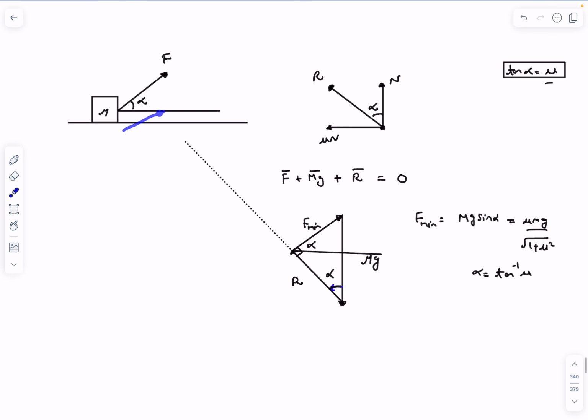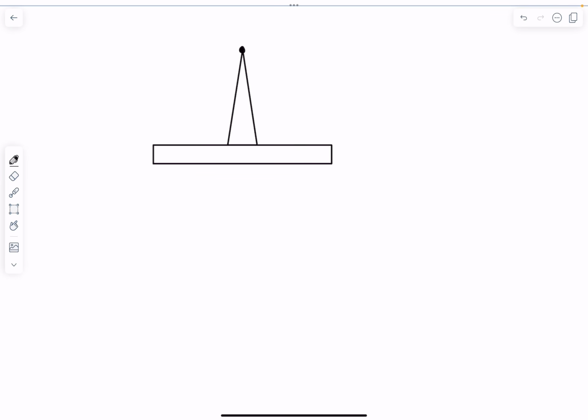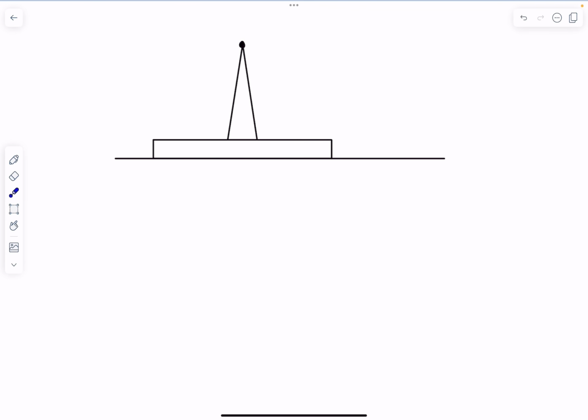So the answer to this problem is I have to apply mu mg divided by root 1 plus mu squared at an angle of tan inverse of mu if I want to move the block. So now let's move on to our question. In the given problem, they gave us that the mass of this part is actually 4m. The rod was attached to this particular point over here at the top.